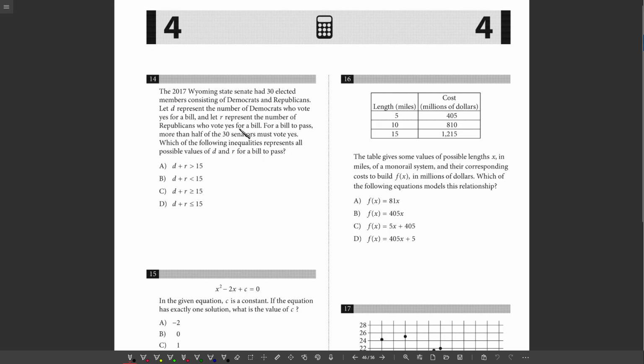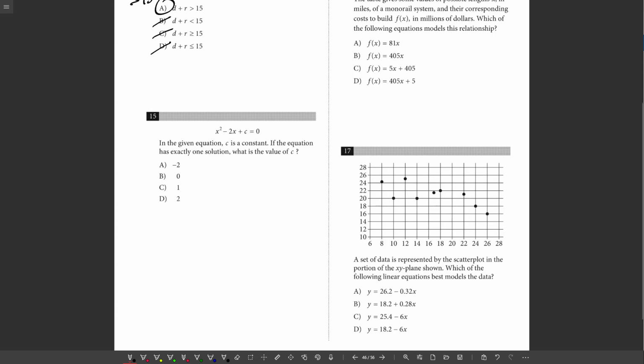So we need the number of votes to be greater than half. And so we know my total number of votes must be greater than 15. Not greater than or equal to 15, because if it's 15, then it's half exactly. It's got to be greater than 15. And it can't be less than, so we can get rid of these. And so at this point, we get A, which makes sense. D is the number of Democrat yes votes. R is the number of Republican yes votes. Combine them together. You want that to be bigger than 15 for the bill to pass. So 14 is A. 15, we're told this has one solution.